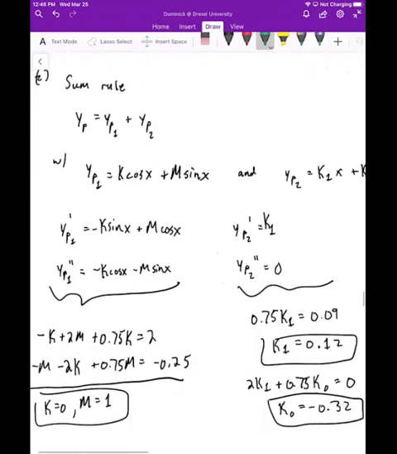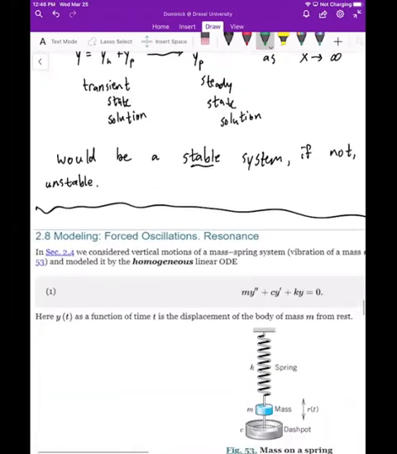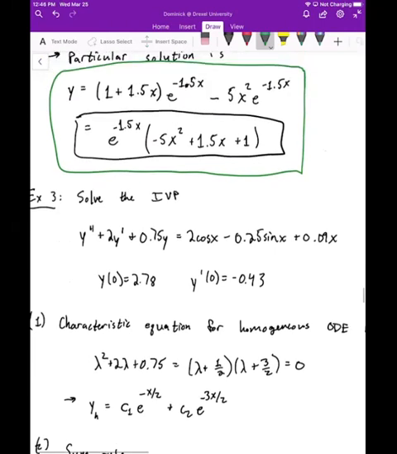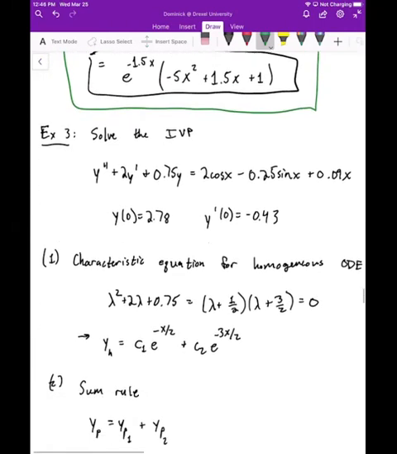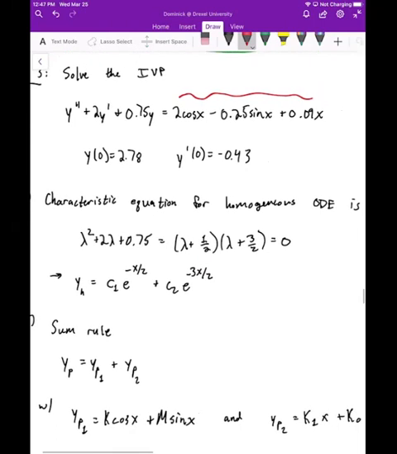Okay, I believe this is the last example, right? Yeah, okay. So one last example, which of course will showcase the sum rule, because now this is a whole sum of terms. So we're given y double prime plus 2y prime plus 0.75y is equal to 2 times cosine of x minus 0.25 sine of x plus 0.09x, and some initial conditions.